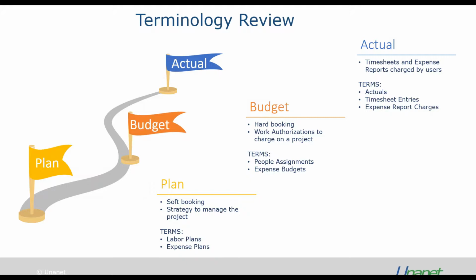So when I'm talking about the word plan, this is a term that we use in Unanet called your soft booking. So this is like our strategy that we're going to use to manage the project. A lot of times you see this in our proposals, or this is the plan that we're going to actually get to get the work done. When we do plans inside Unanet, we actually can't do timesheets or expense reports against them. Okay, so this is why we call it a soft booking. It actually doesn't impact our actuals or any authorization to do work.